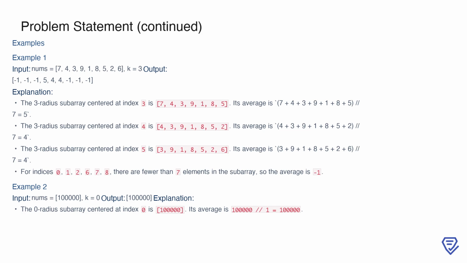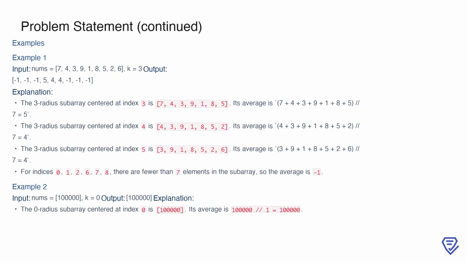Similarly, for index 4, the subarray is 4, 3, 9, 1, 8, 5, 2, and the average is 4 after integer division. For index 5, the subarray is 3, 9, 1, 8, 5, 2, 6, and the average is also 4. However, for other indices, like 0, 1, 2, 6, 7, and 8, there aren't enough elements to form a subarray of length 7, so their result is -1.